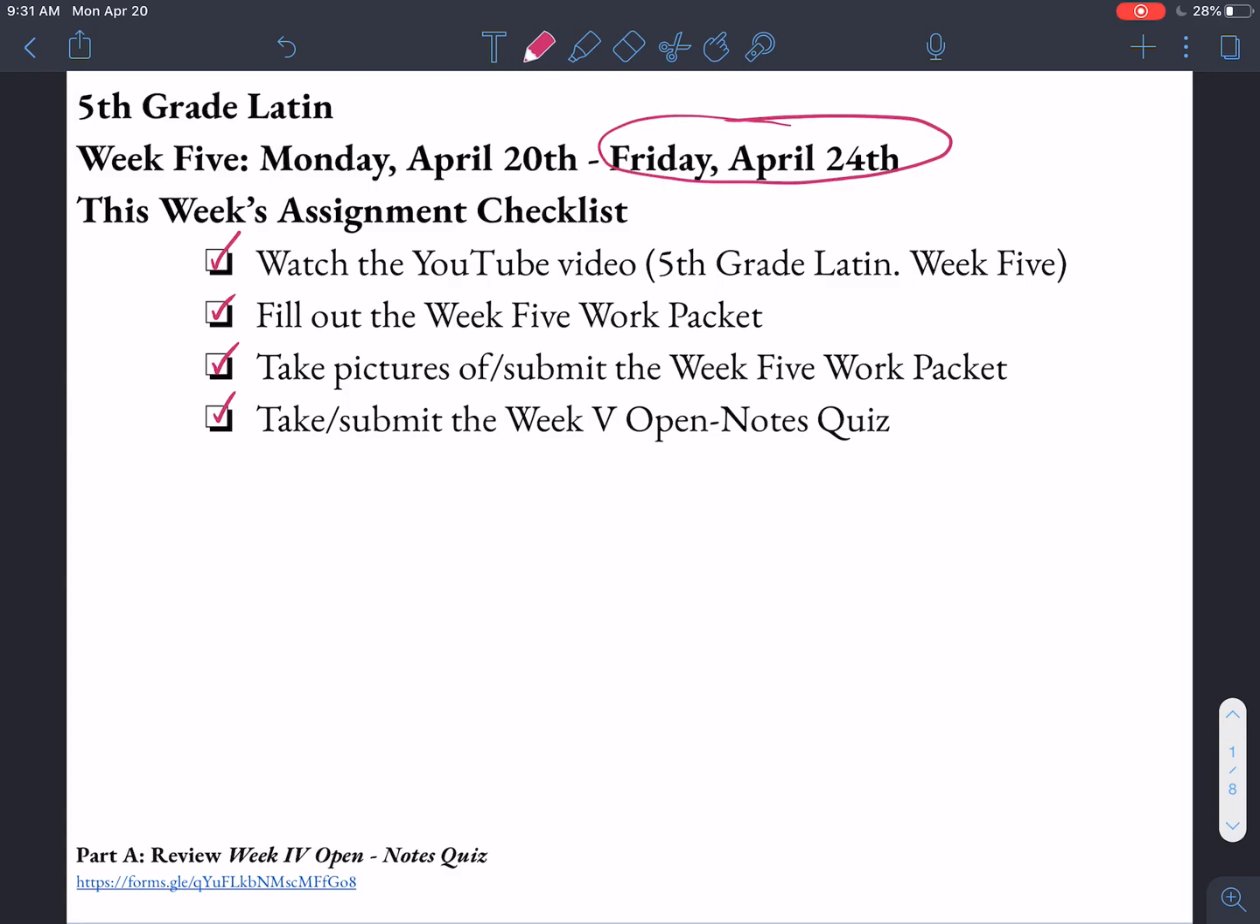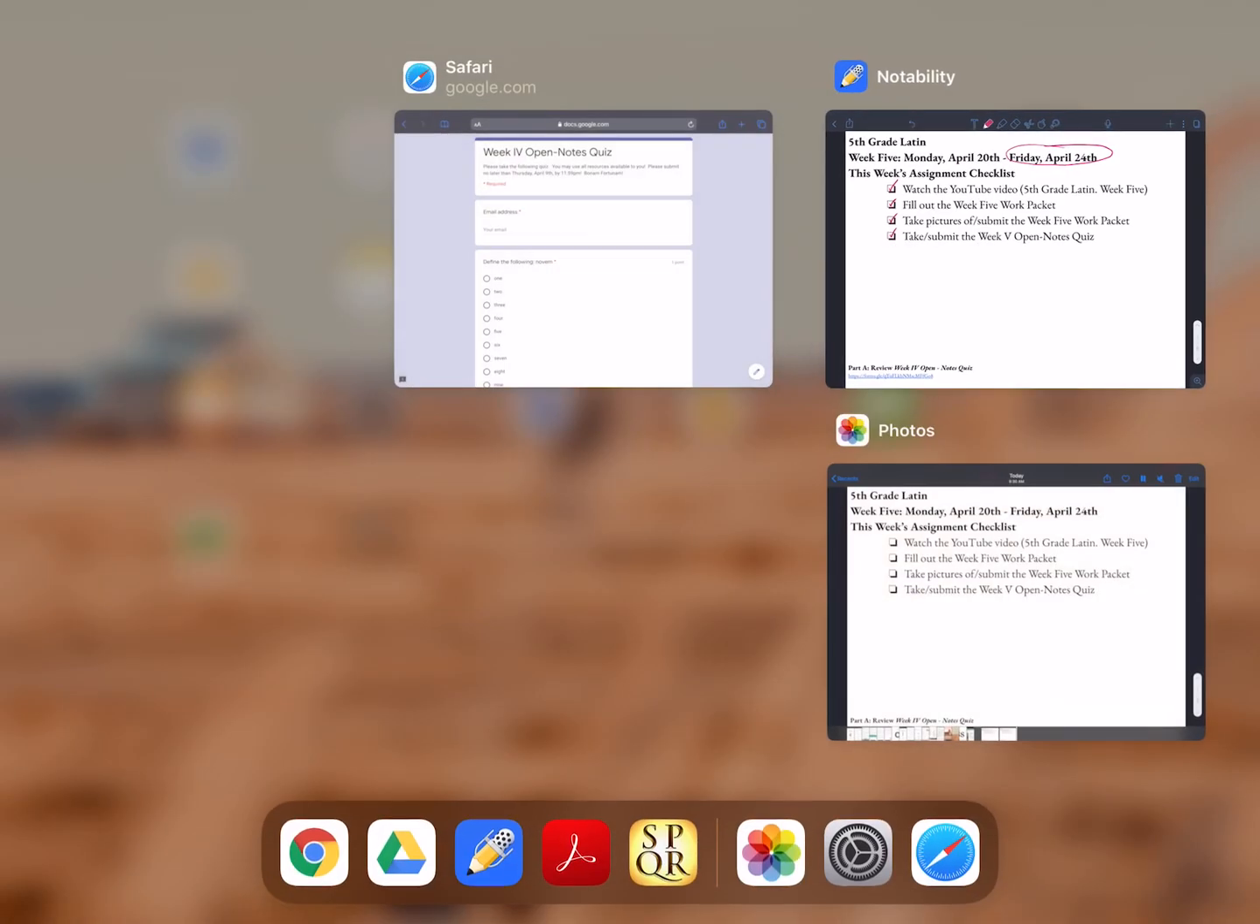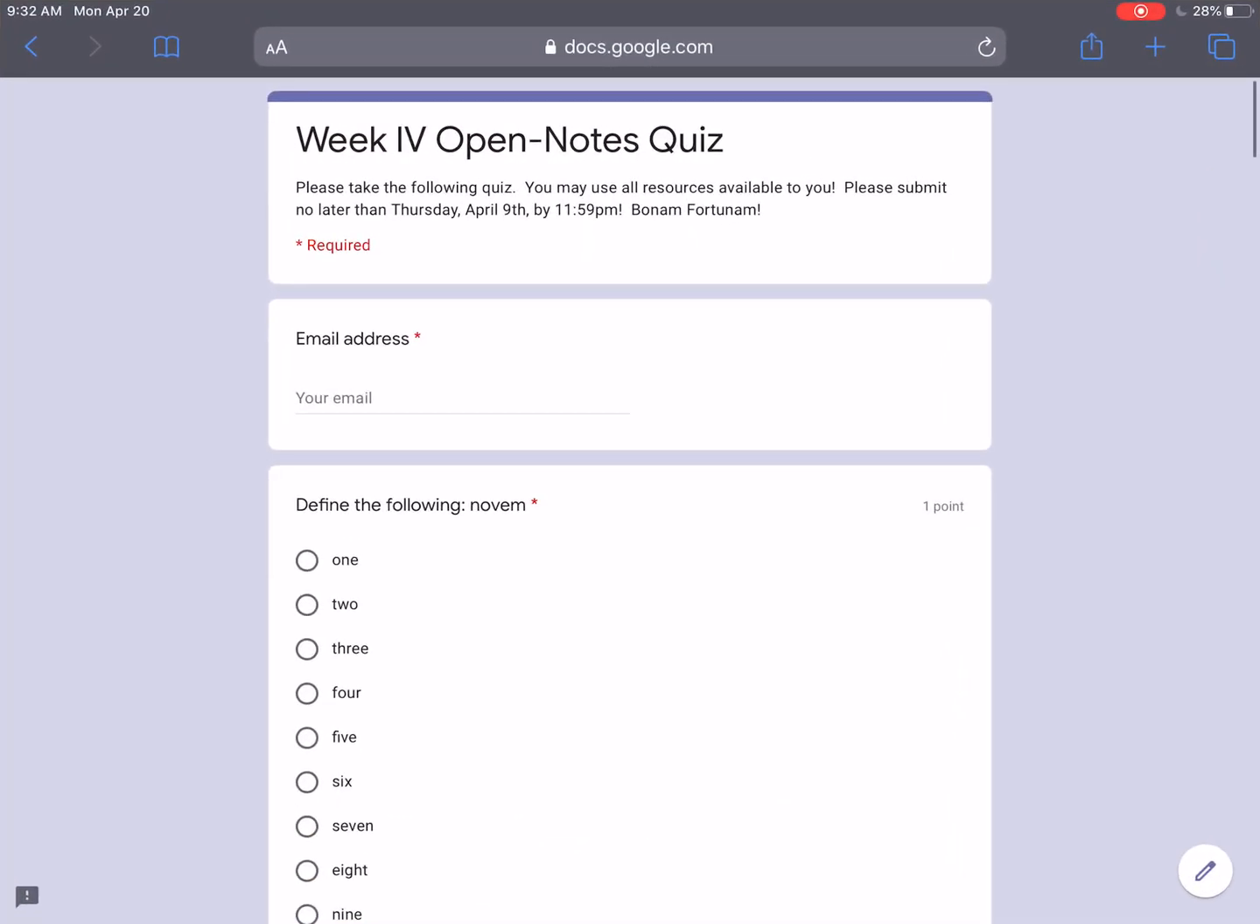Before we do any of that, though, let's go over the quiz that you took the week just before we left for Easter break. Again, this was an open notes quiz, so I'm just going to go through and give you the answers so you can see what it's like to take this quiz if you didn't take it. So here we go.